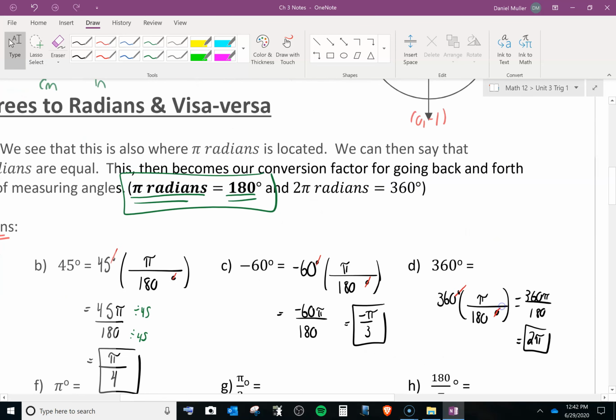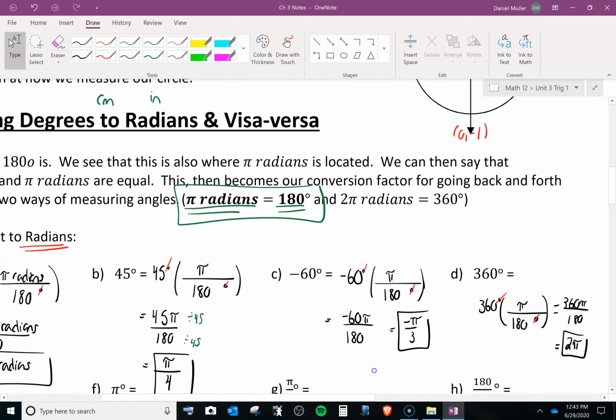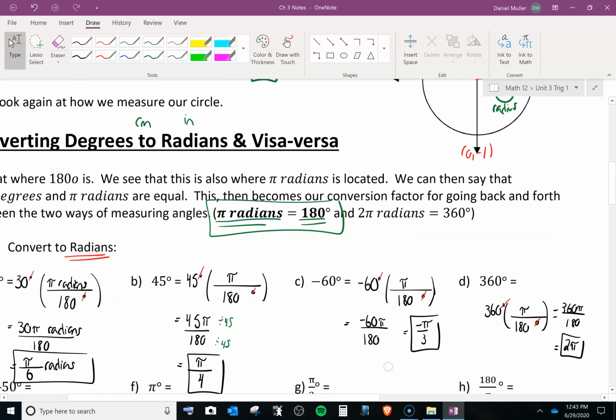I'll zoom out here so you can see these 4 questions. In the next video, we'll do the next 4 of them. And then, because we're going to radians here, we'll convert to degrees.